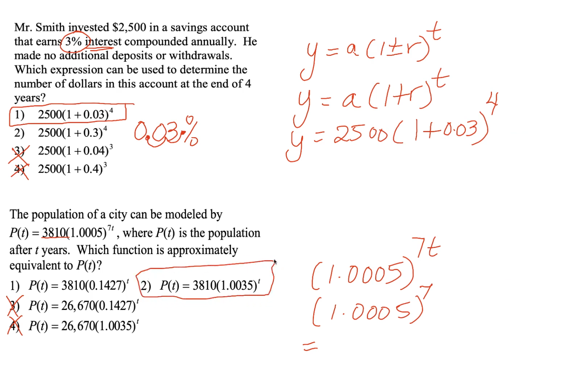Now, I did not need to use the calculator. 1.0005 raised to the 7 will increase the value of my base. Now, if you notice, for number 1, the base looked like it decreased. This is now 0.1427, which is less than 1. So I didn't need the calculator. I could tell right away my answer was going to be number 2.